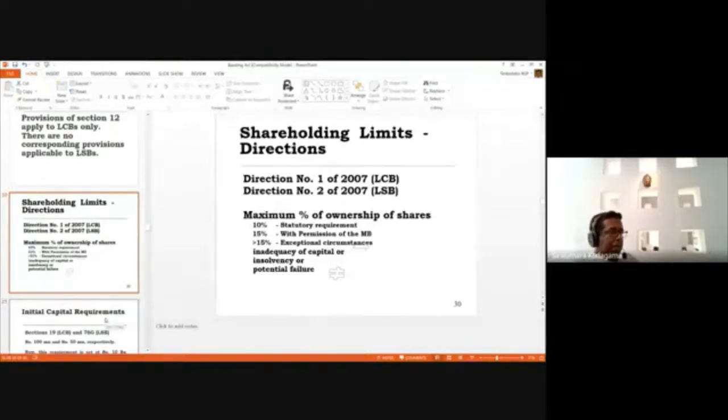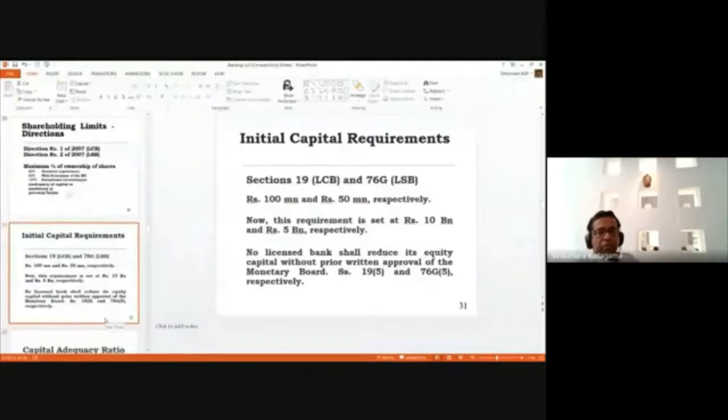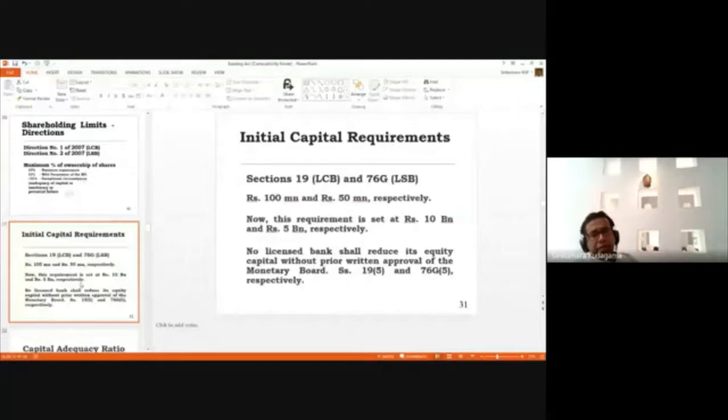If something like that is forthcoming, with the permission of the central bank, one might go into a stake of beyond 15%. This is about the initial capital requirements of a bank. Section 19 in the case of LCBs and 76G in LSBs govern this requirement.